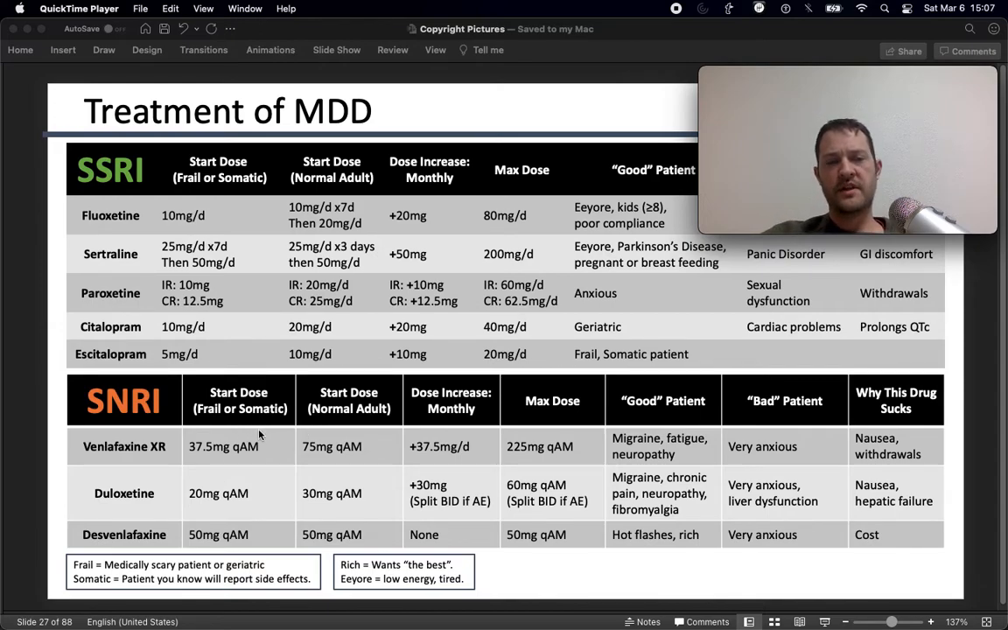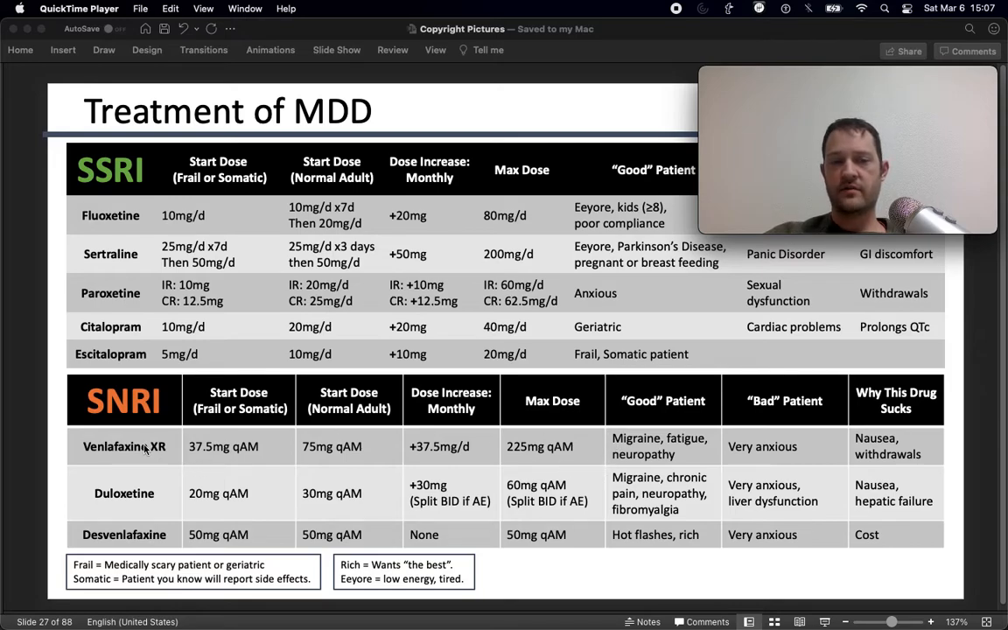So you can give a 37.5 milligram tablet for people that are somatic, or everybody else gets 75 milligrams. You do it in the morning. All the SNRIs you don't want to do late at night because they might keep them awake from the norepinephrine, is the argument. So you can go up in 37.5 milligram tablets with it, and 225 is your normal cap out.